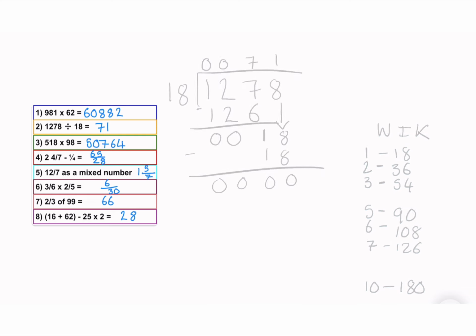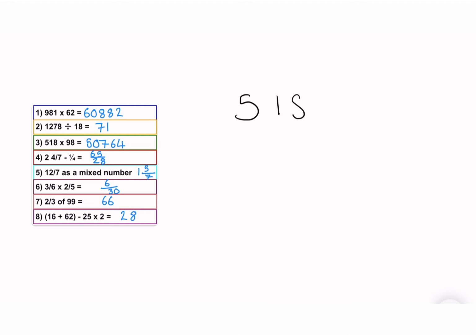Question 3 is another long multiplication. It's 518 times 98. So I'll set it out like so. So 8 times 8 is 64. So I'll put my 4 there, carry my 6 over. 8 times 1 is 8, plus our 6 is 14. So another 4, carry our 1 over. 8 times 5 is 40, plus our 1 is 41. Add our 0. 9 times 8 is 72. So put our 2 there, carry our 7 over.